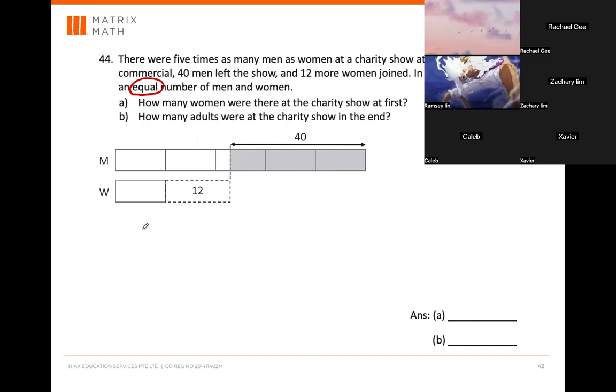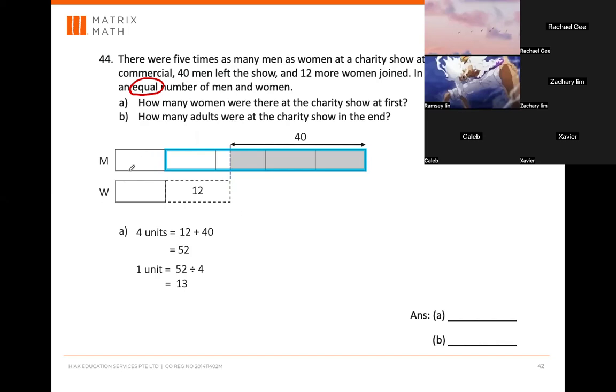Do you see here? When you read these types of questions, what you do is see that at the end of the day, men left and women added, they will have the same. So mark them the same here. So you can see now they are equal. Did you see that this model adds up to a total of 1, 2, 3, 4? So these 4 units, are we able to find the value? Yes. This 4 units is made up of 40 plus 12, which gives you 52. 1 unit will be 52 divided by 4, which is 13. So that means every box is 13.